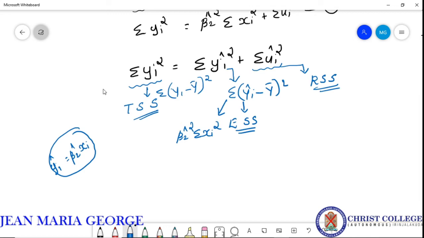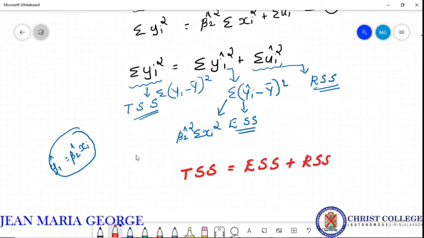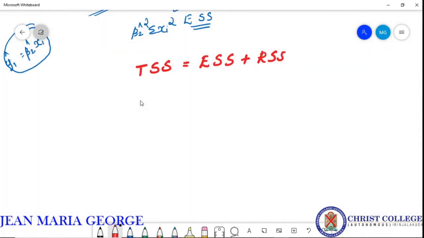So let us write these equations as total sum of square is equal to explained sum of square plus residual sum of square. So various sums of squares are explained here: total sum, explained sum, and residual sum of squares. This total variation in observed y, that is the total sum of square, can be divided into two components: explained sum of square and residual sum of square. One is attributed to the regression line, that is the explained sum of square, and the other is the random factor.